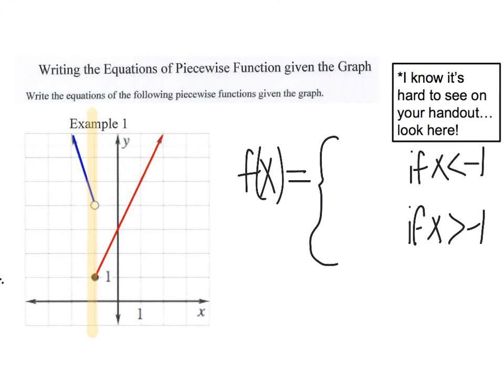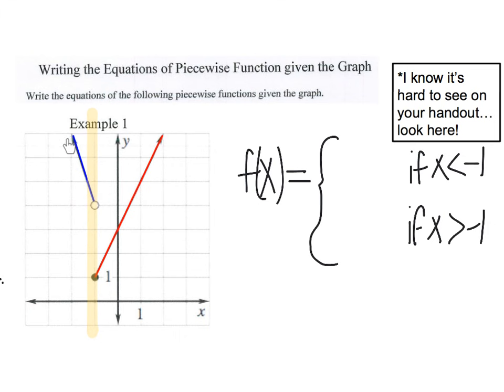So what we want to do is first look at the part that's less than -1. Which one is to the left of -1? That would be our blue line right here. Now we want to write an equation of the line for that. In order to write an equation of the line, we need the slope and the y-intercept.